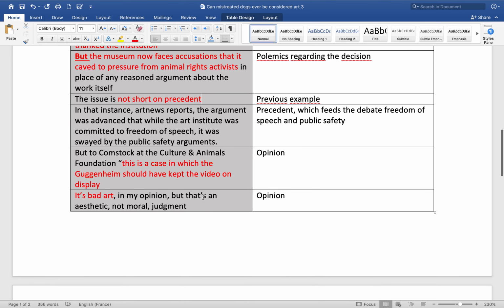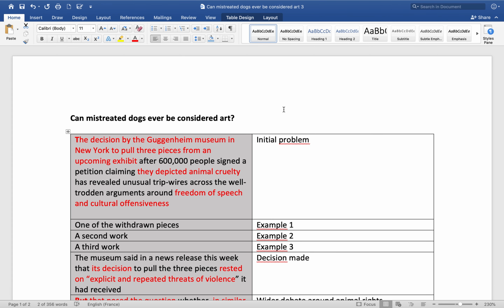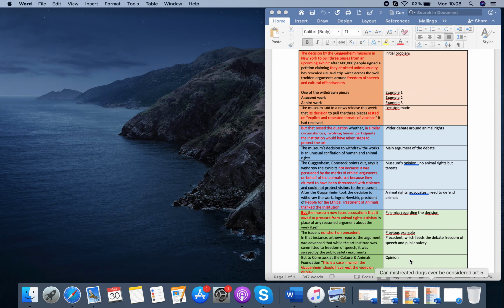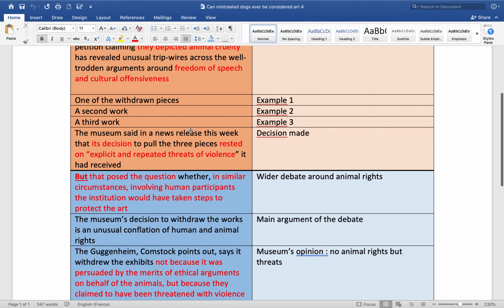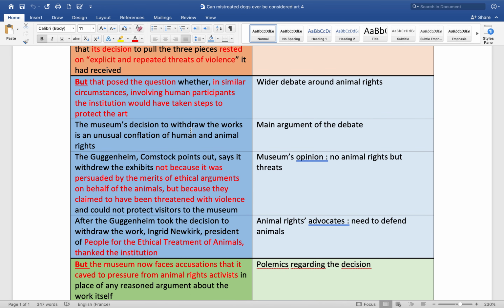Okay. And the last two paragraphs are opinions from Comstock, when he says that first, the museum should have kept the video on display, and that it's bad art, but it's art anyway, so we shouldn't have any ethical view on this exhibition. So once I've got all these very easy tags on each of the paragraphs, my next step will be to organize the ideas. So what I did here is I kept the same order as the text, which is often the case. We're not gonna fool ourselves.